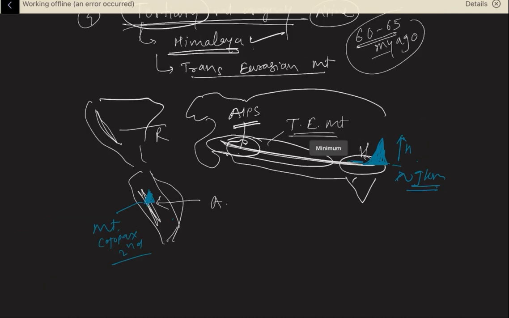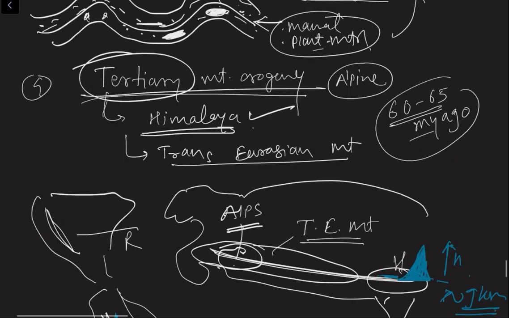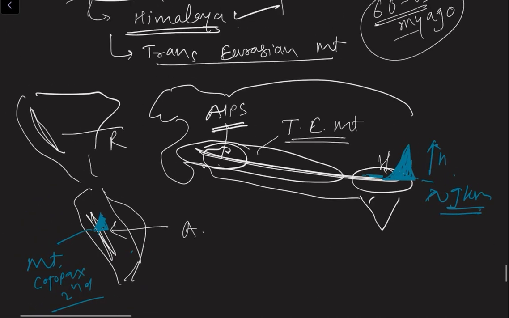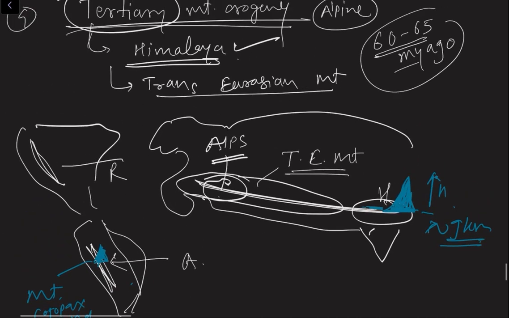Okay. So what we are seeing is the tertiary mountain orogeny is very latest, very new, and that's why the peaks here or the mountains here are very high. Their height is much more.